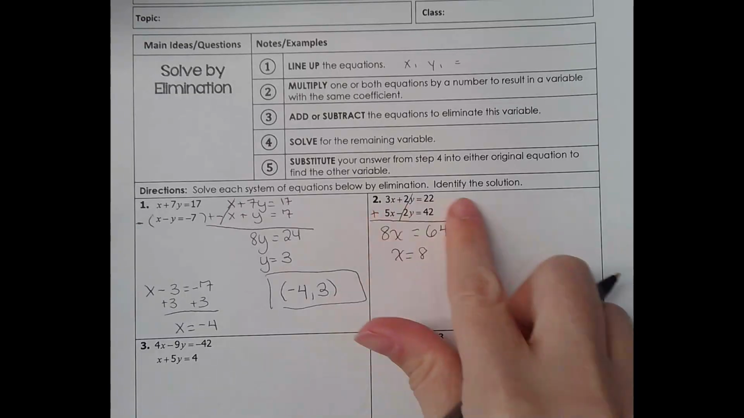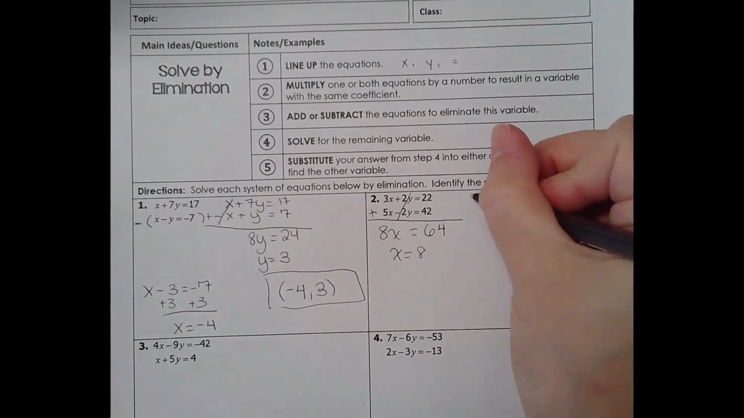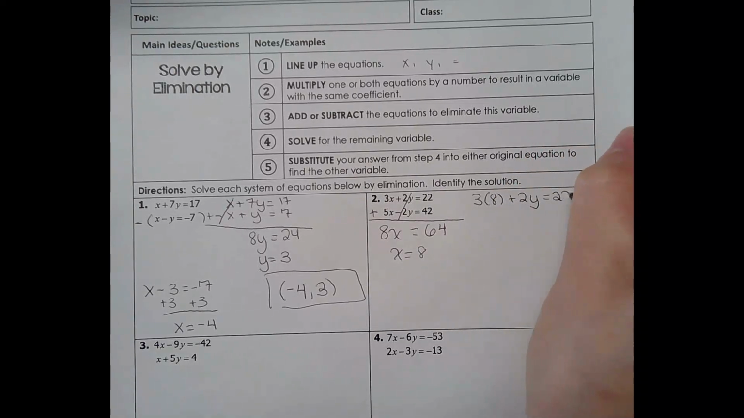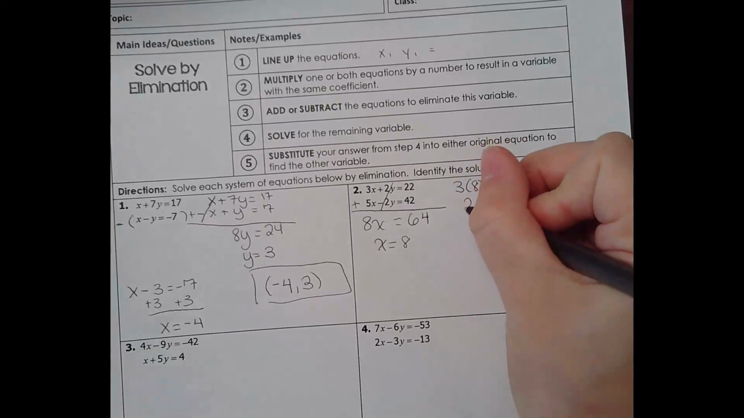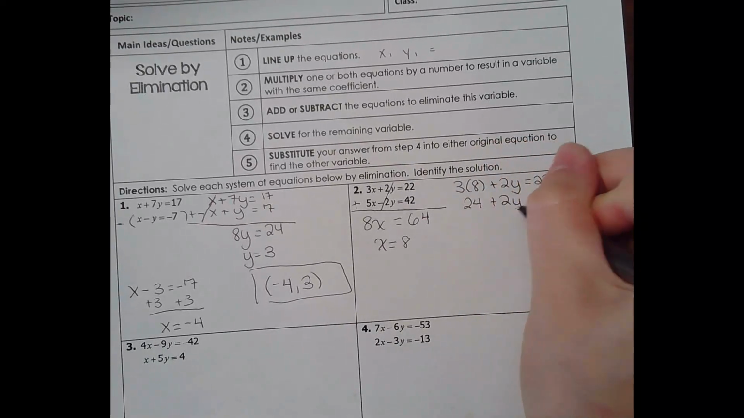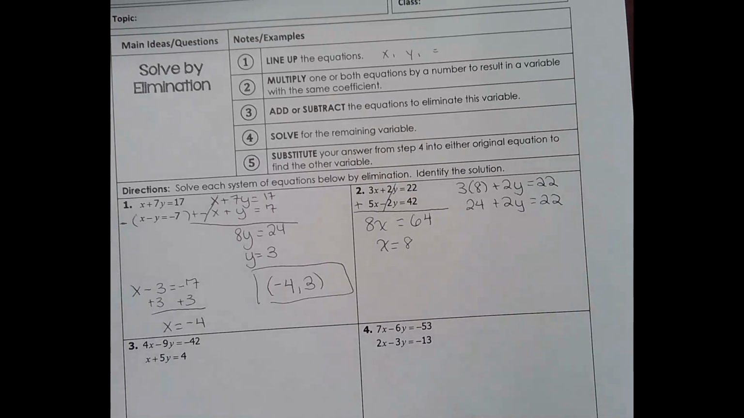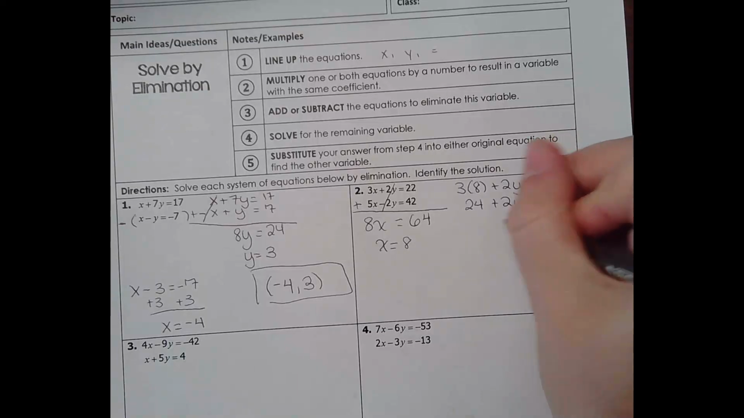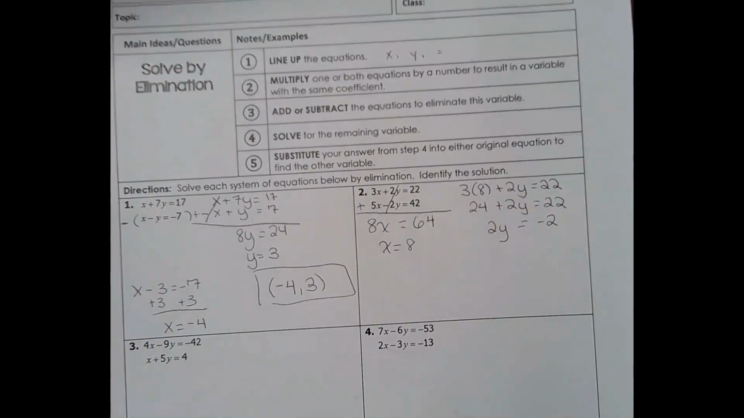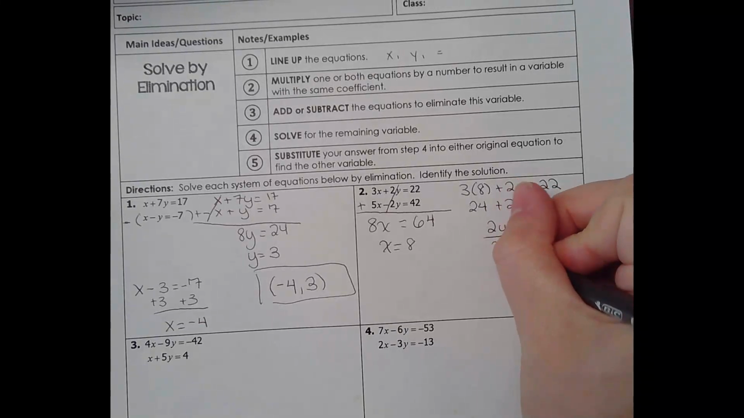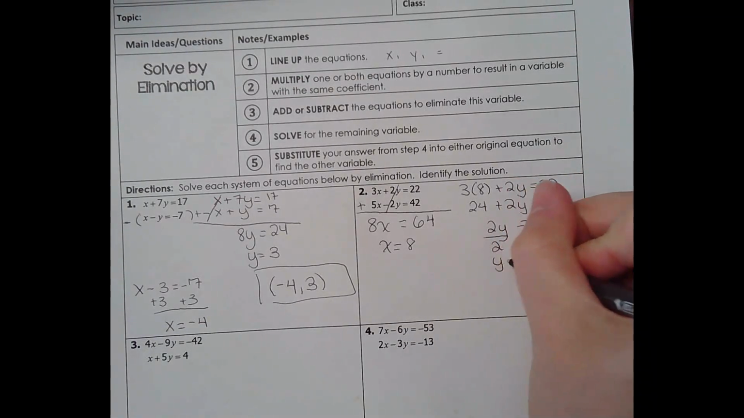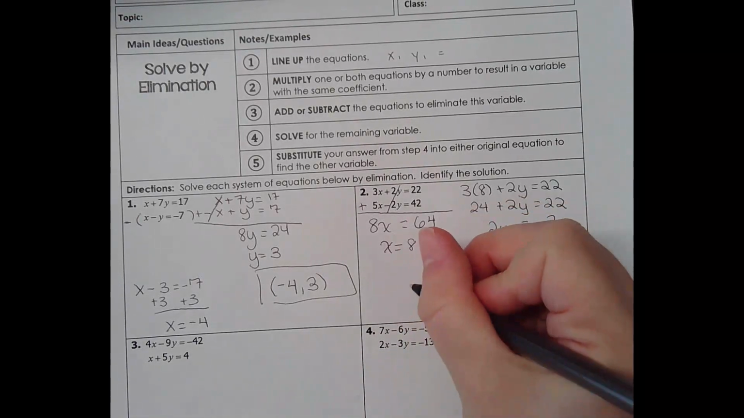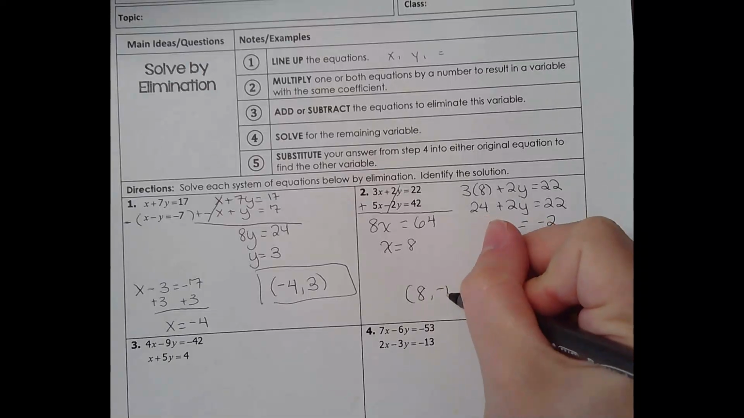You could use either equation. I'll use the top equation to plug it in. And now we're just going to solve for y. 3 times 8 is 24 plus 2y equals 22. I would subtract the 24. So I get negative 2 equals 2y. And then divide by 2. So I get y equals negative 1. So I have my x, I have my y. You do need to put it into an ordered pair.